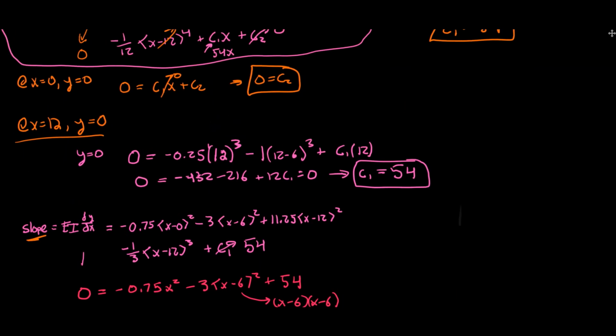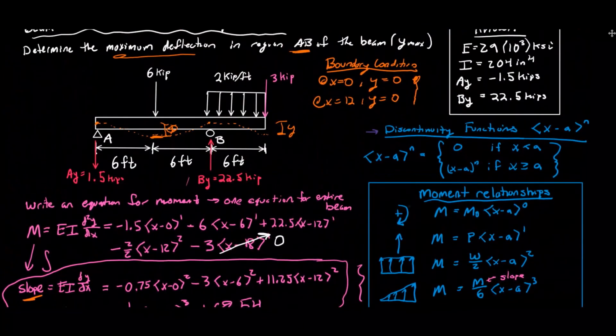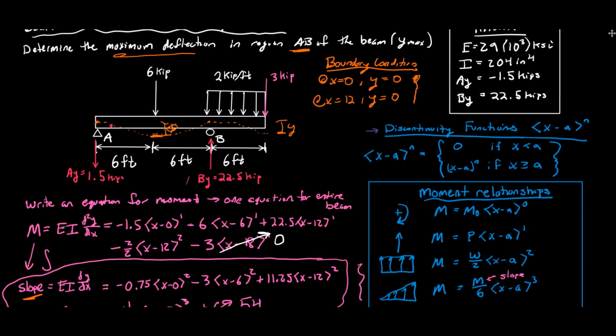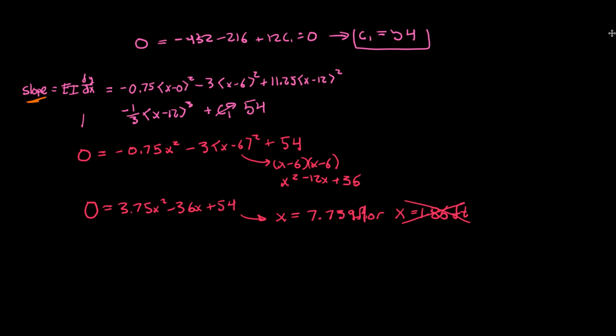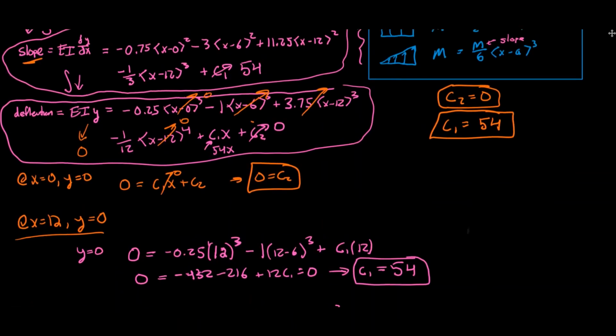So let's go back up here. X equals 1 would be somewhere here. Do you really think that the slope is going to be 0 here? It's probably going to be closer to that 7.73. So it's probably going to be somewhere around here. So I'm just going to forget about that 1 value. That's definitely not it. So I'm going to use this x equals 7.739 feet. So what I need to do now is plug that into the deflection equation.